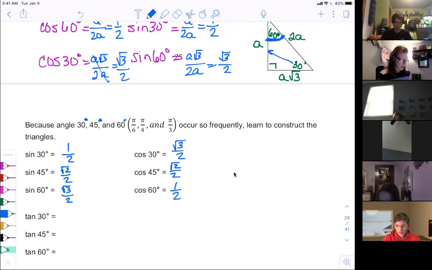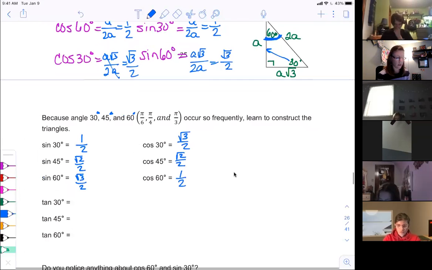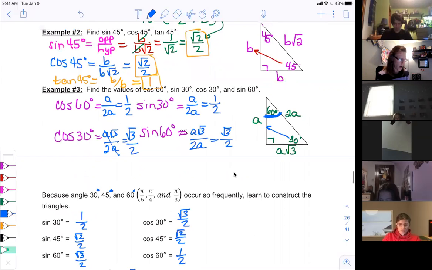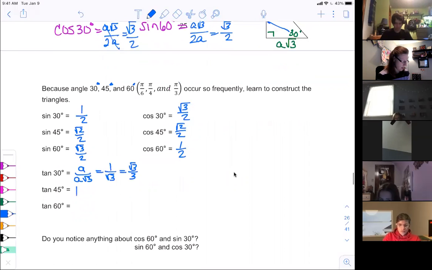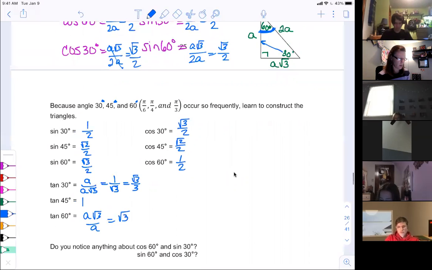Tangent's a little trickier, so look at your picture, look at that triangle. Tangent is opposite over adjacent. So my opposite for 30 degrees is A. The adjacent for 30 degrees is A root 3. Tangent of 45 degrees would be 1. And then the tangent of 60 degrees is A root 3 over A, which is just root 3. And I'm just using the diagrams that we drew above.